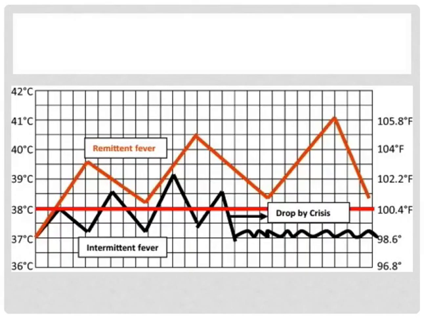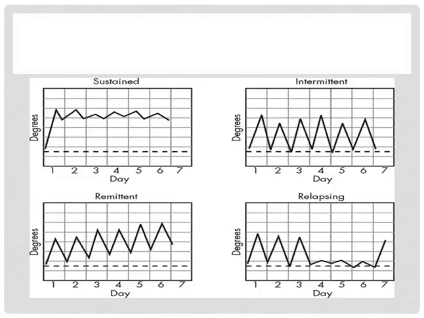So you can see the difference between remittent and intermittent. Let's say the red line is the normal here, 98.6. They spike a fever, but they never come back to normal with remittent, you can see. Whereas with intermittent, they come back to normal around here. So that's the difference between intermittent and remittent.